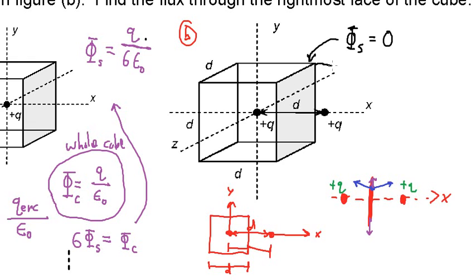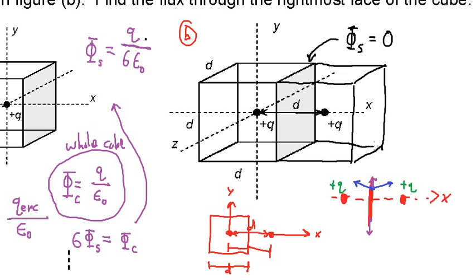So when the electric field is always parallel to the surface, that means the flux through the surface is 0. So the flux through this side here is 0. Now you can't tell what the flux is through the other 5 sides anymore. You don't get that because you have the 2 charges now. You can't say these are all in symmetric situations. They're not. But you can say that this side has a flux of 0.